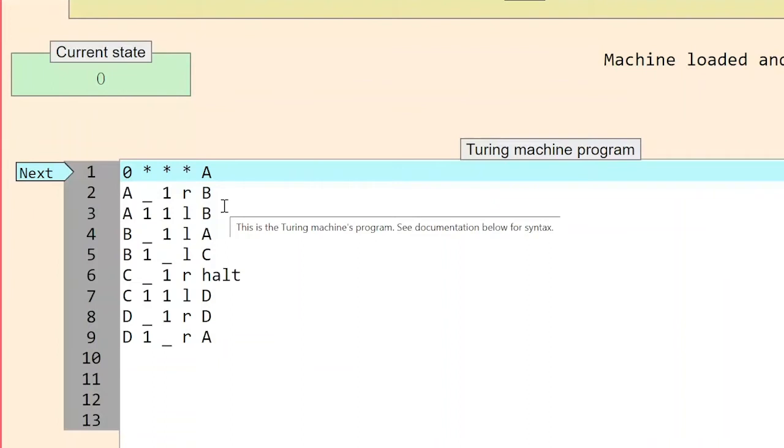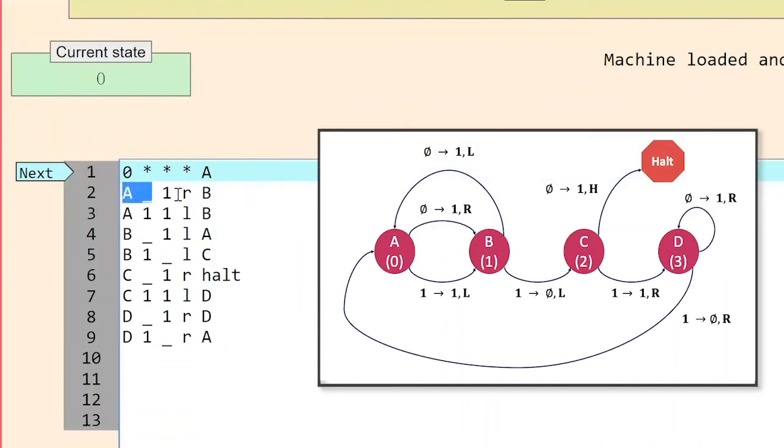This is encoding the same rule. The underscore is the blank, and the one is the one. Those are the two symbols we're going to use. We're not going to use zero, because zero is too easily confused with blank. So this is the rule. It says if you're in state A and you read a blank, you should write a one. You should move the tape head to the right, that means increase by one, and go to state B. Unless I made a mistake, this encodes the same machine.